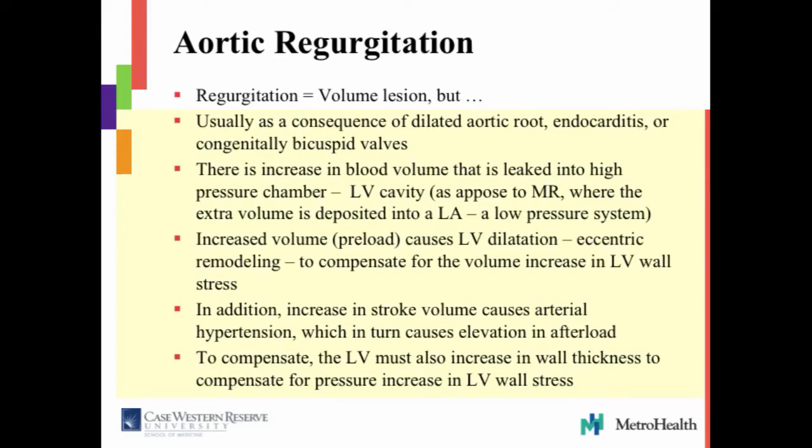So this is not so much black and white. It's a little bit gray, because you're seeing really two lesions. You're seeing a volume lesion, but you're also seeing a pressure lesion. So not only the left ventricle dilates to compensate for the volume lesion, the walls of the left ventricle also become a little bit thicker because it's compensating for the pressure lesion. So the aortic regurgitation is probably one of the more complicated lesions to talk about.